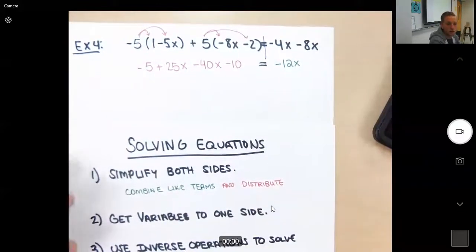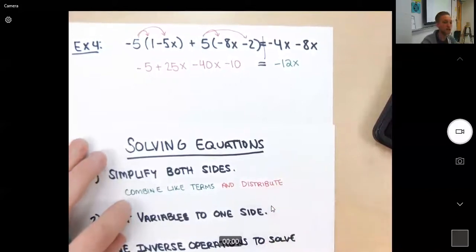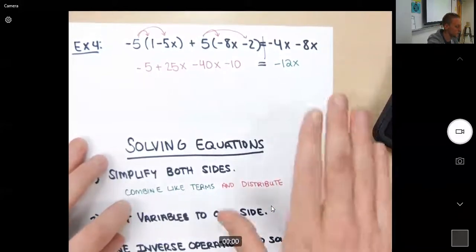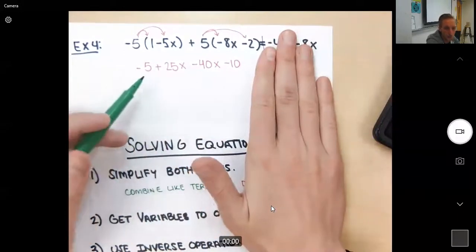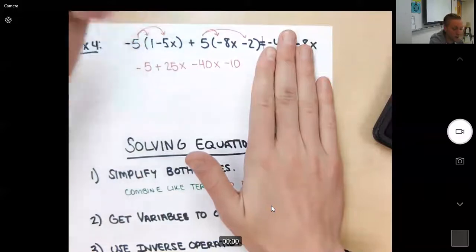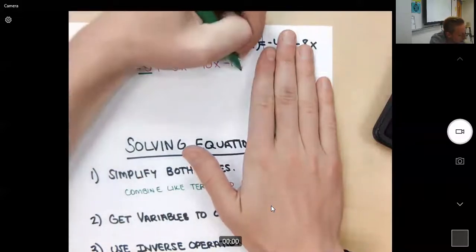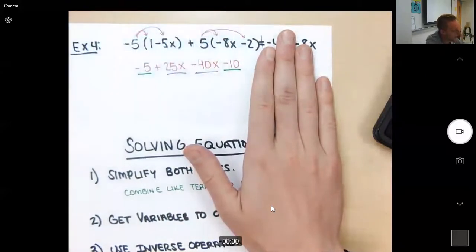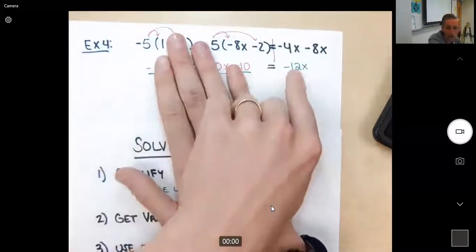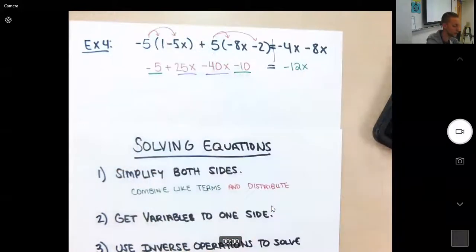Okay, but remember, if we have to do distribution or combining like terms, we need to check again to make sure we're fully simplified. So let's look at the left-hand side, everything written in red. Is it simplified? And your answer should be no. We've got like terms in 2 spots. We can combine negative 5 and negative 10 and 25x minus 40x. Let's check the right-hand side. There's only one term here, so no like terms, no parentheses. That's fully simplified. We'll leave that alone.